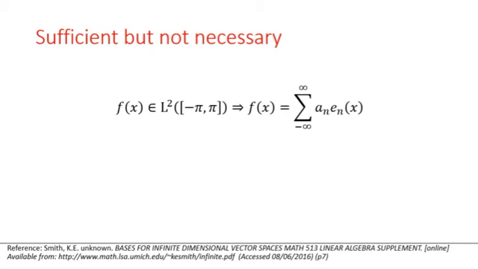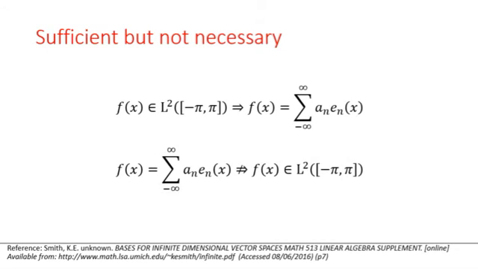Even though if f of x is in the vector space R squared, it can be written like this, the reverse is not true. Given an arbitrary combination of these basis vectors, there is no guarantee that f of x will be in this vector space. This is a consequence of us working with infinite dimensions.